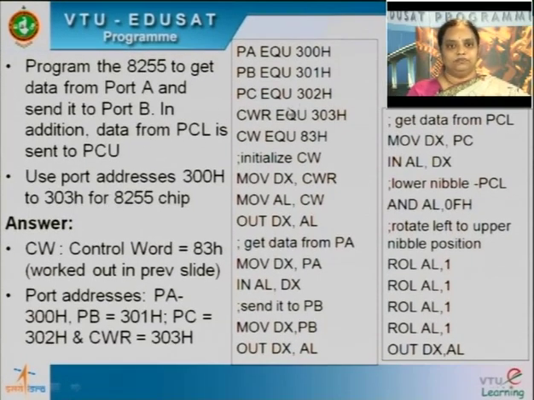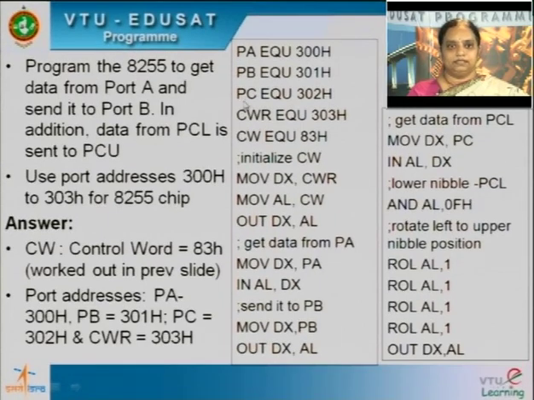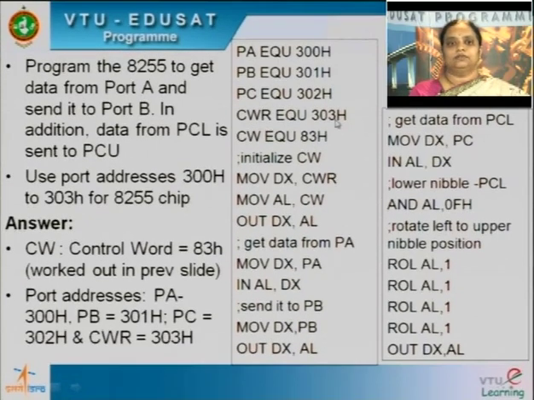Apart from this, before we use these ports, we have to write into the control word register the control word to set port A as input, this as output, again this as input, this as output. And just in the previous slide, we have worked out this control word. What is the control word? 83H. We will use this directly here. So the control word equals 83, whereas the control word register address is 303.